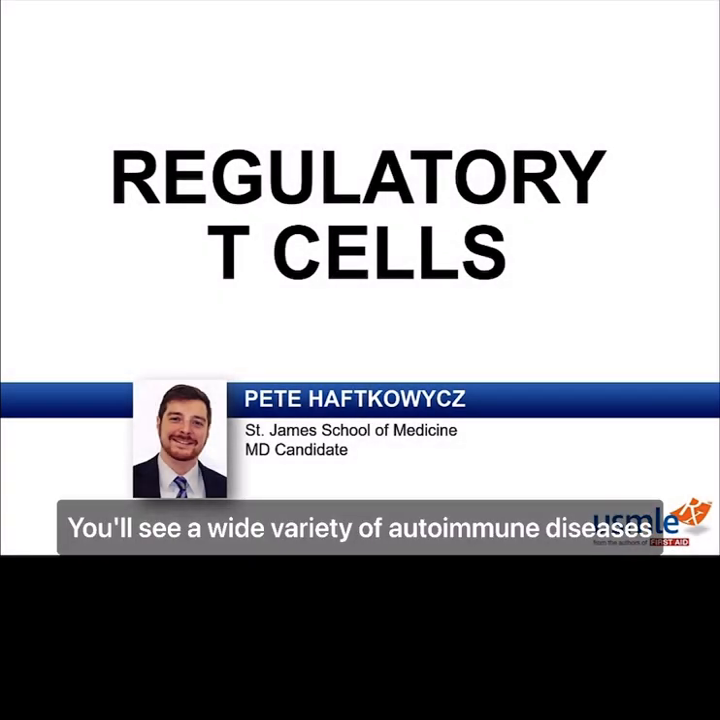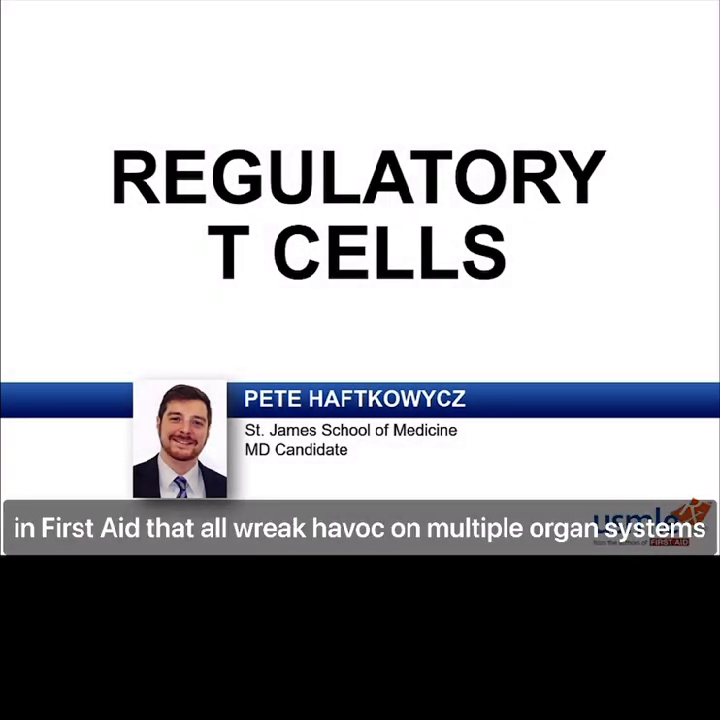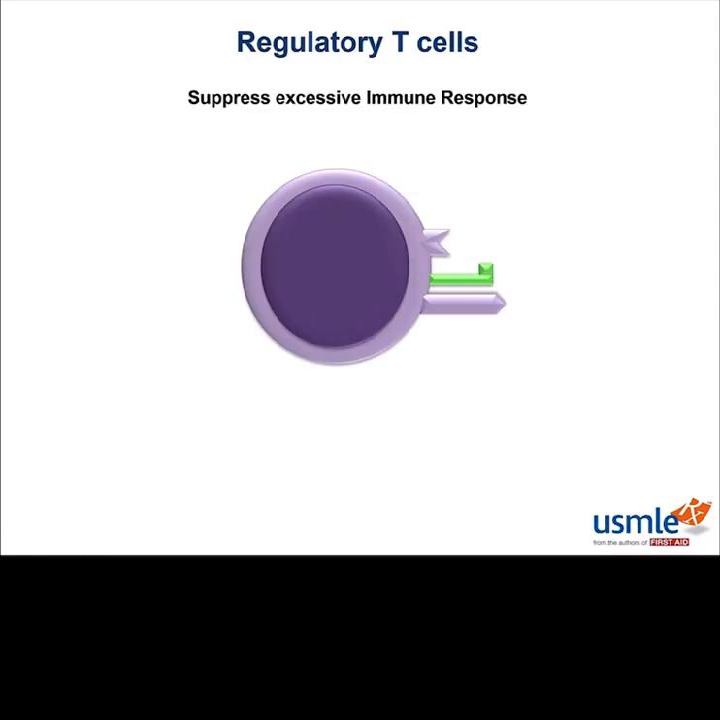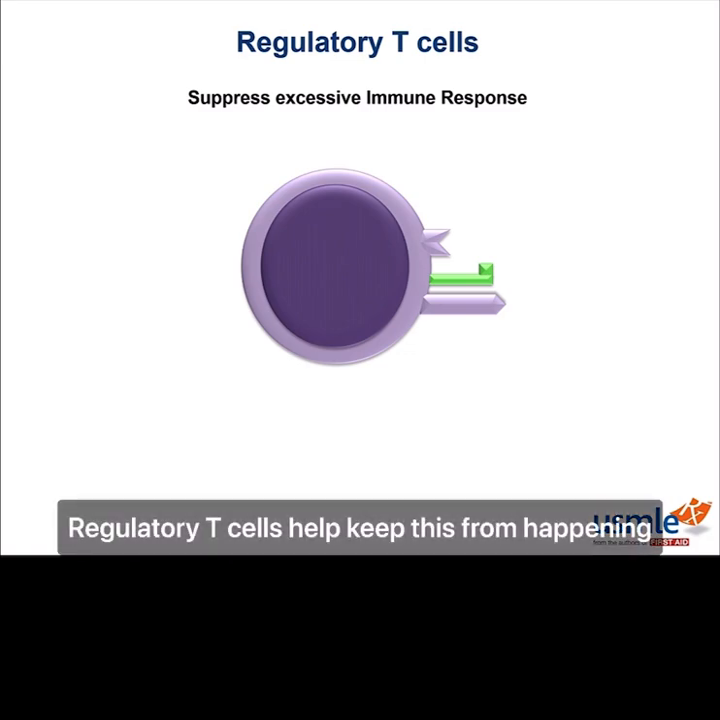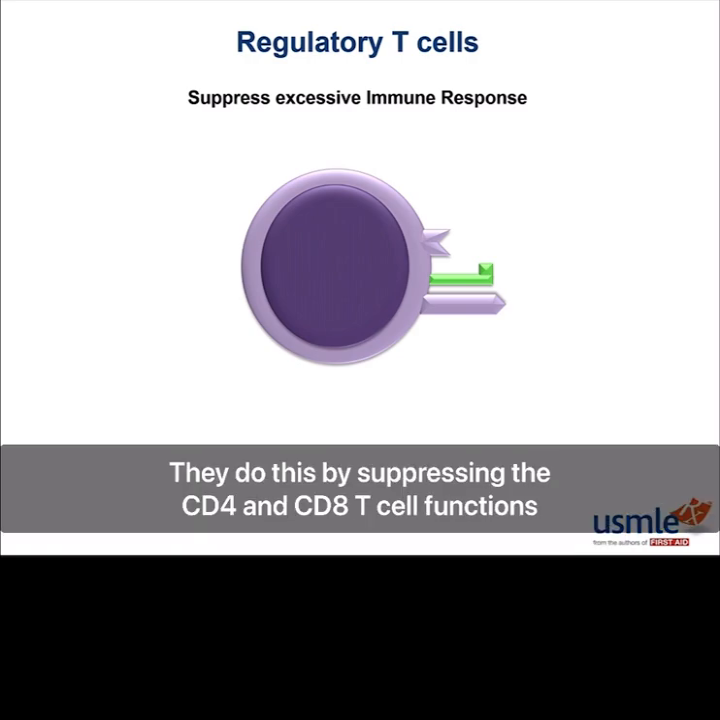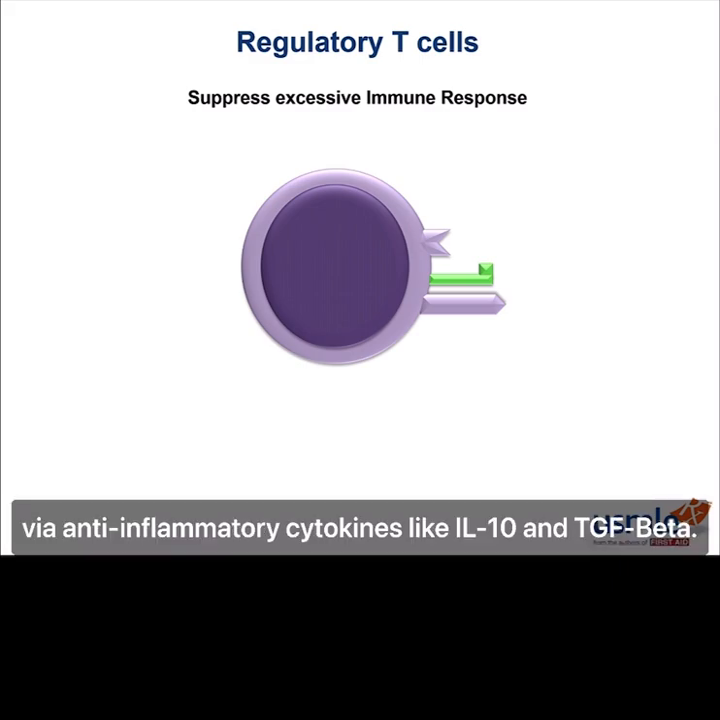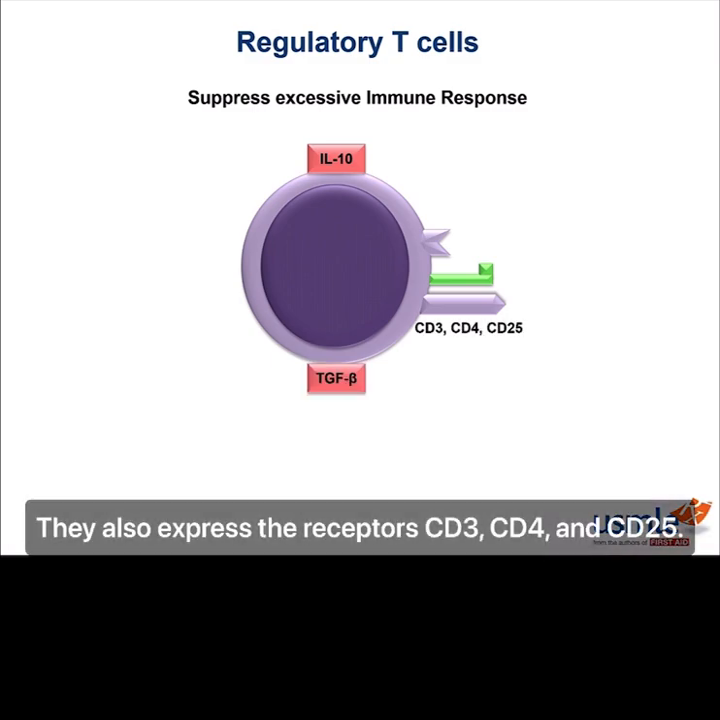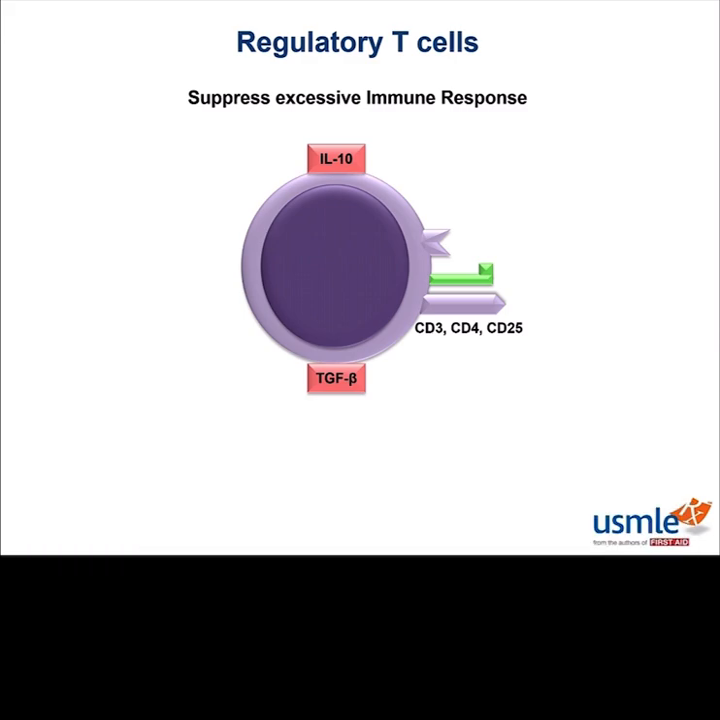You'll see a wide variety of autoimmune diseases in first aid that all wreak havoc on multiple organ systems, sometimes simultaneously due to misdirection of the body's normal immune response. Regulatory T cells help keep this from happening by suppressing unwanted immune activity. They do this by suppressing the CD4 and CD8 T cell functions via anti-inflammatory cytokines like IL-10 and TGF-beta. They also express the receptors CD3, CD4, and CD25.